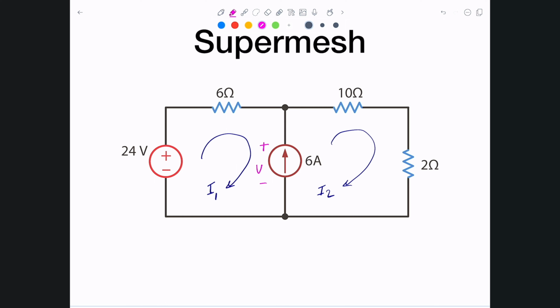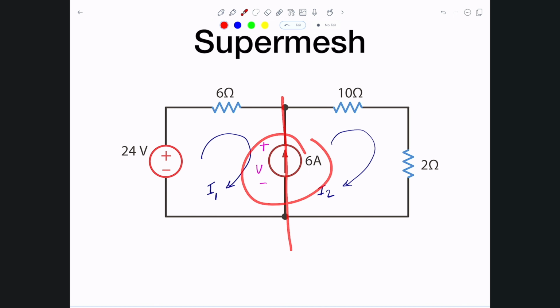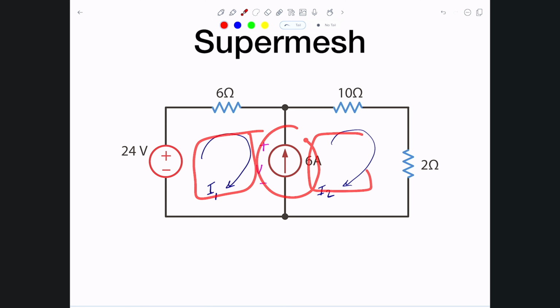Well, as it turns out, if you have a current source like this one here that is on the boundary between two different meshes, so we have a mesh in here and another mesh in here, and the boundary between these two meshes contains a current source, what we can do is use a super mesh. Again, let me just repeat: what you need is two meshes, and on the boundary of these two meshes, there's a current source.